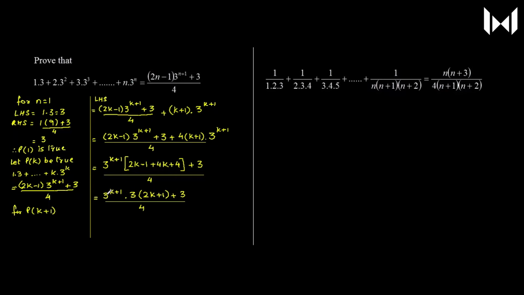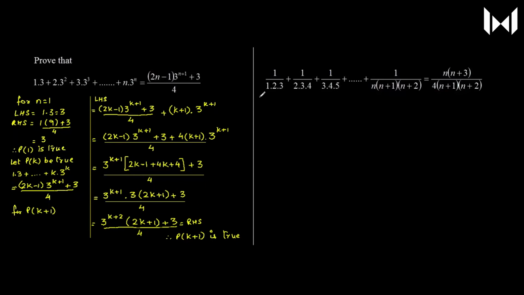Now this 3 and this 3, the powers will get added, so it becomes 3 raised to k plus 2 into 2k plus 1 plus 3 over 4, and that is RHS, and therefore Pk plus 1 is true. In a similar way, we shall try to do the next one.